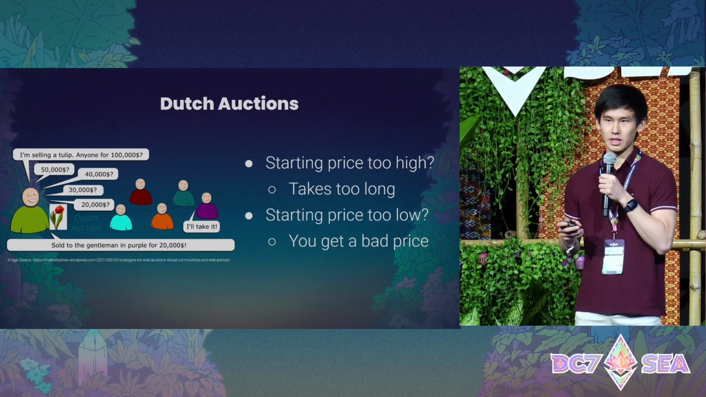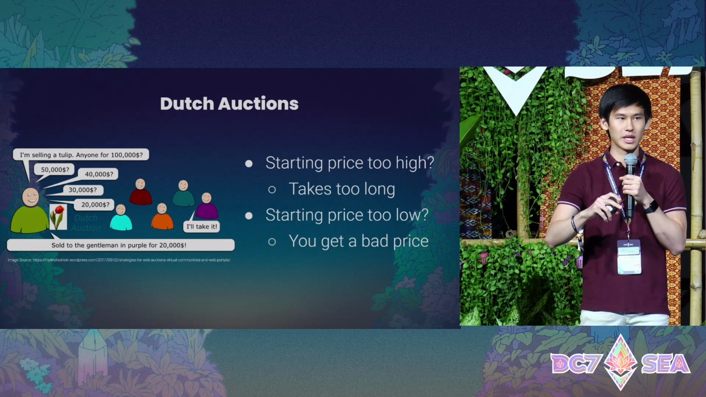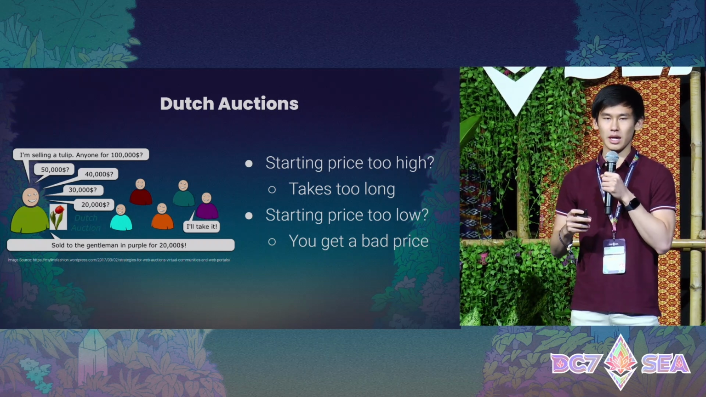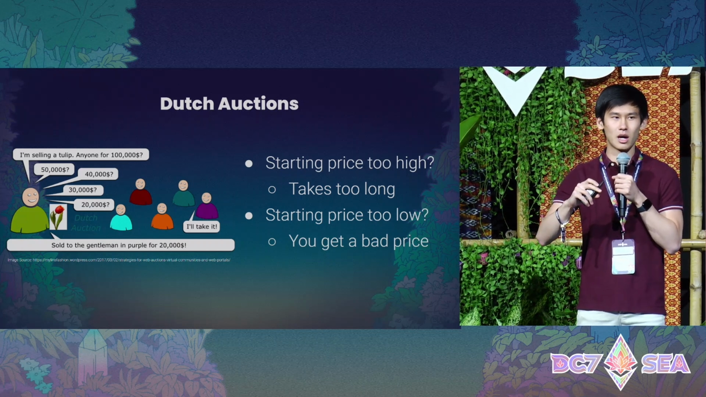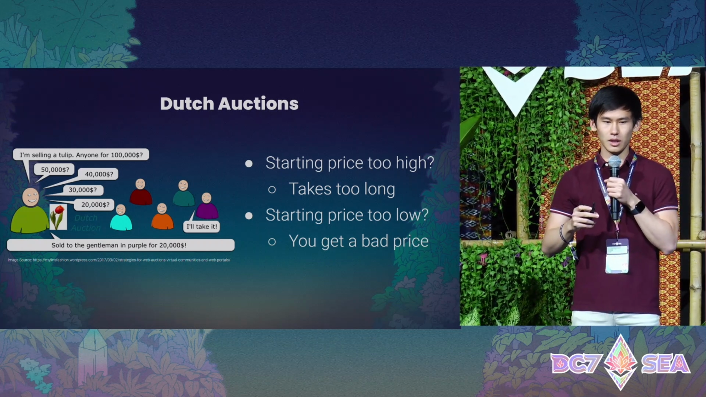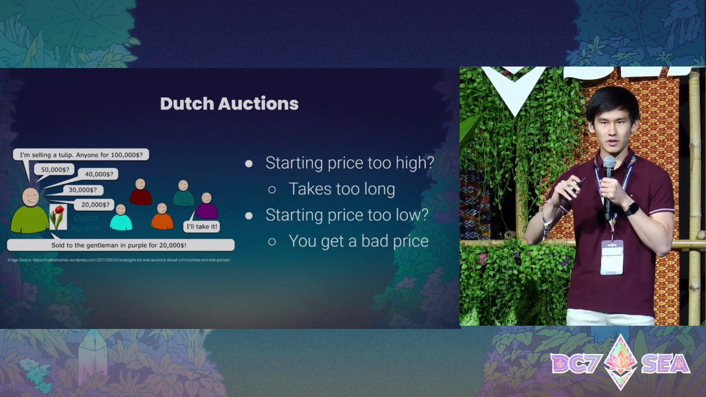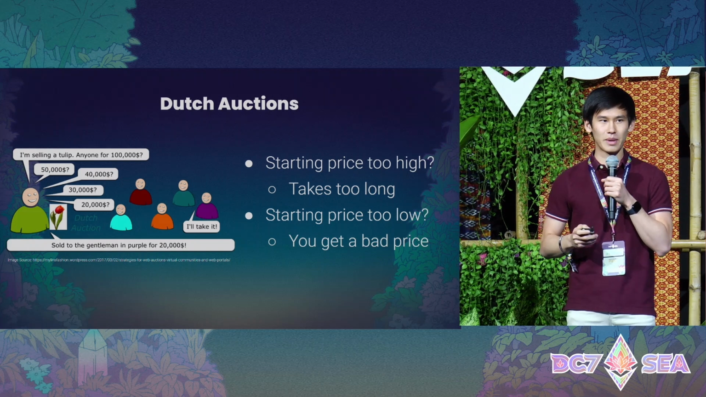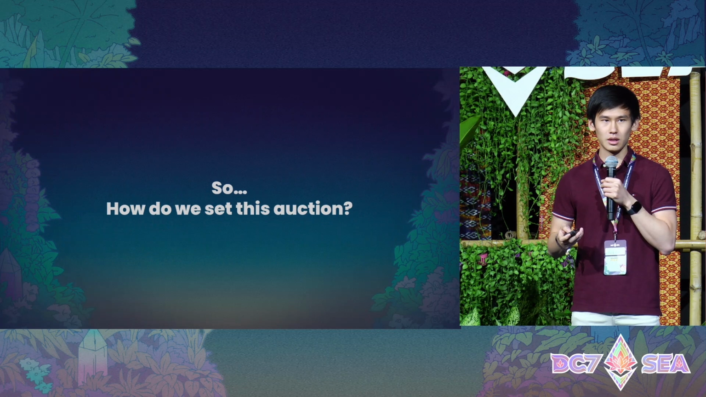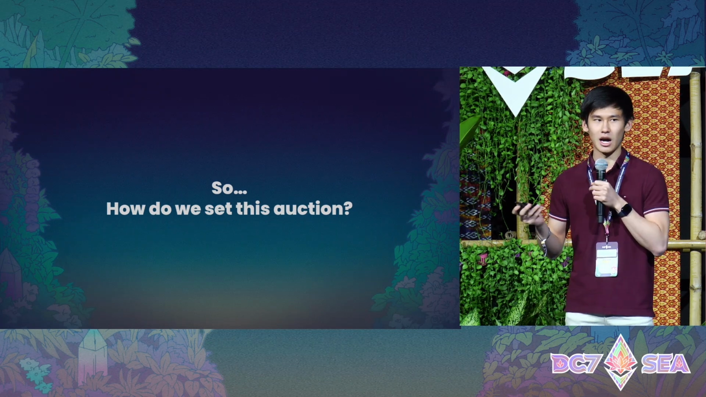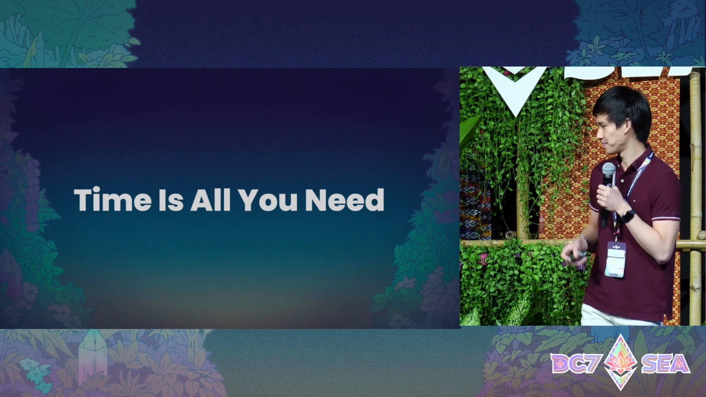A Dutch auction is an auction where the price starts high, and it gets lower and lower until the price is taken. This is called a price decay. So the price starts high, and it decays lower and lower until market competition fills the order. If you set the price too high, then the auction will take a while to fill. But if you set the starting price too low, then you'll just get a bad price. So we're left with a simple question: how do we set this Dutch auction optimally? And the answer is time. Time is all you need.